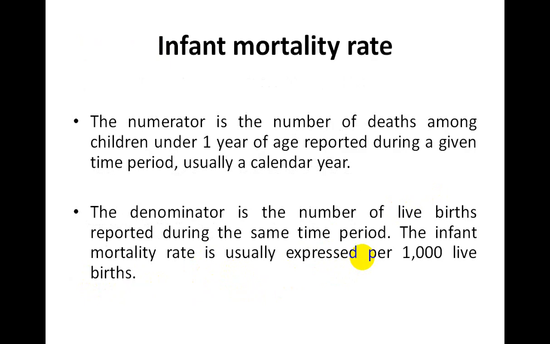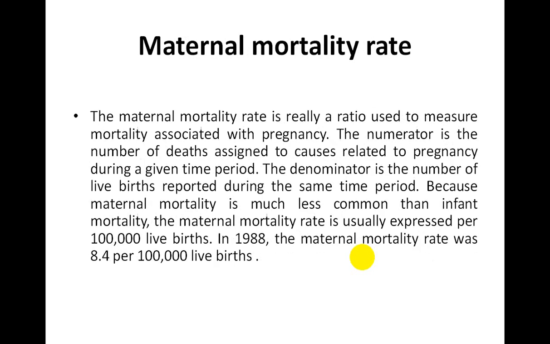Infant mortality. The numerator is the number of deaths among children under 1 year of age reported during a given time period, usually a calendar year. Number 2, the denominator is the number of live births reported during the same time period. The infant mortality rate is usually expressed per 1000 live births.